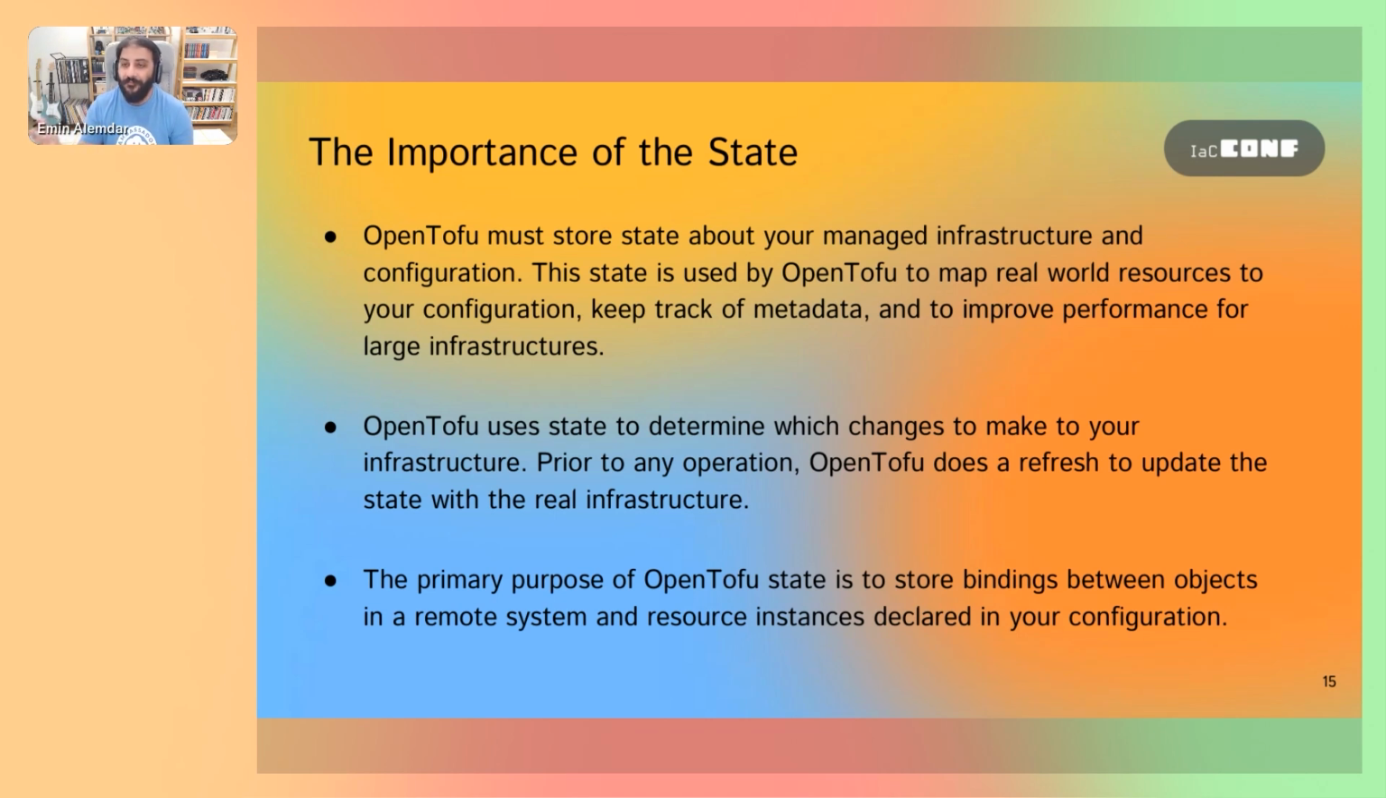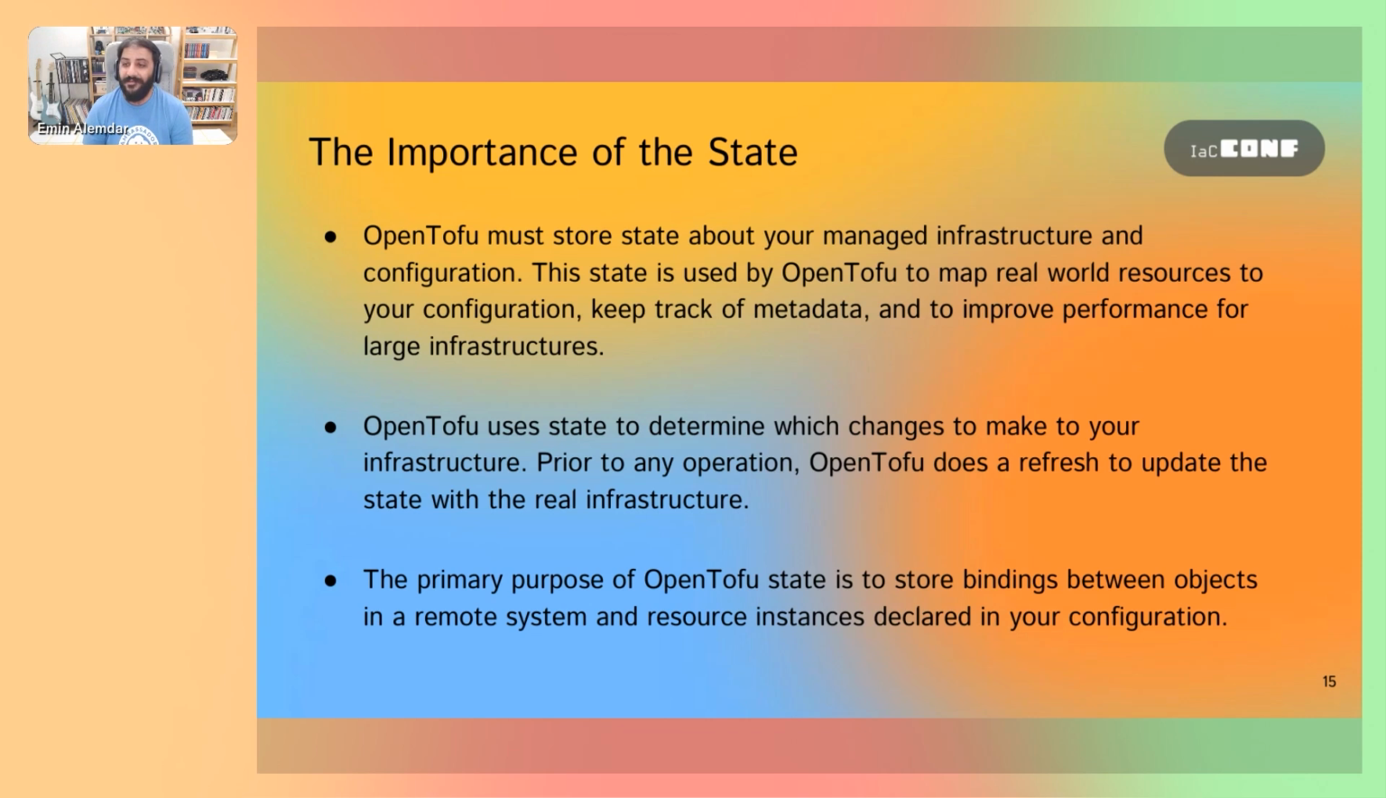You make the change in your code. And of course, once you trigger the workflow, you can update the resource, and OpenTofu will update the state itself for you. The primary purpose of OpenTofu state is to store bindings between objects in a remote system and resource instances declared in your configuration.